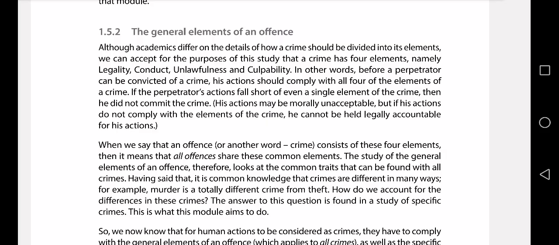If the perpetrator's action falls short of even a single element of the crime, then he did not commit the crime. His actions may be morally unacceptable, but if his actions do not comply with the elements of a crime, he cannot be held legally accountable for his actions.